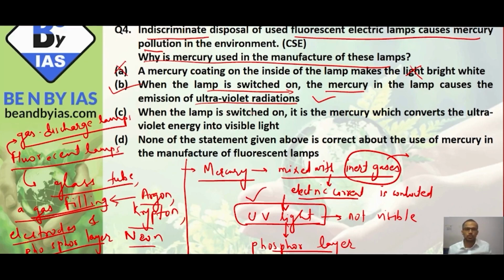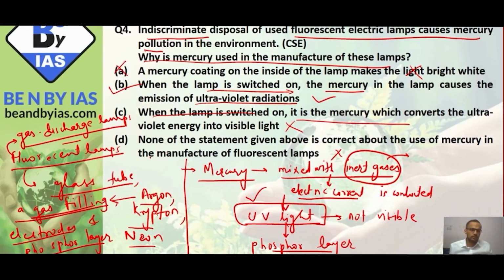When the lamp is switched on, it is the mercury which converts the ultraviolet energy into visible light. No, again not. It is not the mercury which converts UV light into visible light. It is phosphor which converts UV into visible light. So this statement is again a wrong statement. None of the statements given above is correct. So this is again a wrong statement, because we have already found a correct statement in the form of statement B.